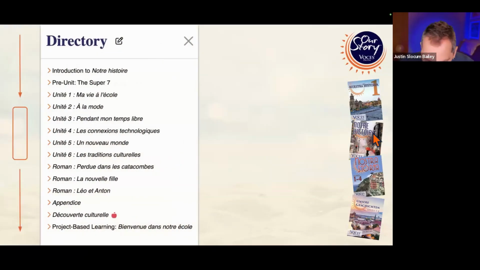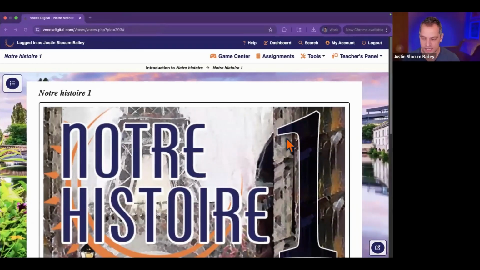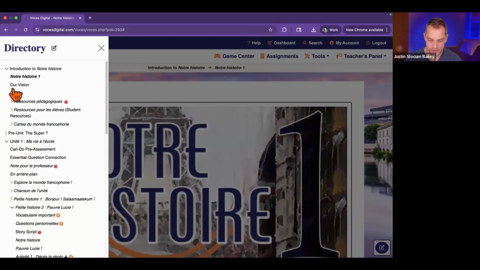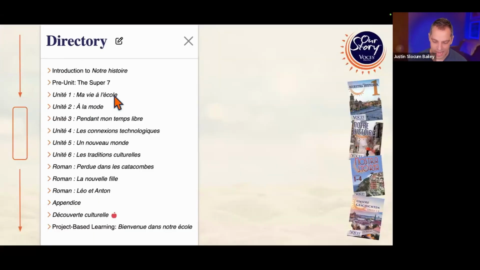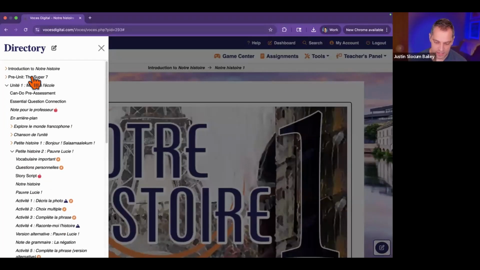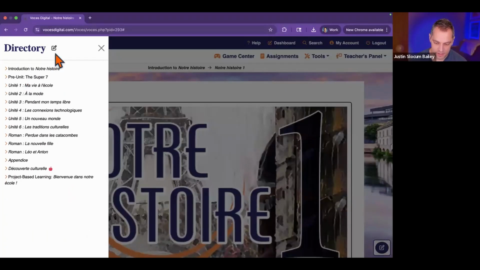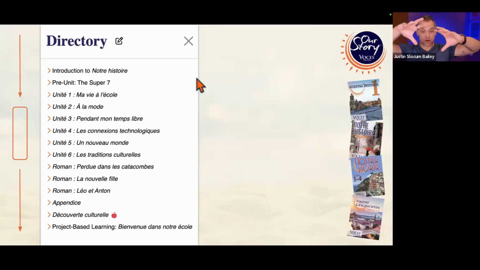So let's say I logged into Notre histoire 1 and I click this button here to see the directory. That's what this is. This one happens to have some of the items expanded, but if I unexpanded them, it would look like this. And that's what I'm showing here. Now, at this most zoomed out level, the level that you see when you first open the directory, if you've never clicked on anything before, remember, I've promised there's always going to be this core section or set of sections, things that lead into it and things that lead on from it.